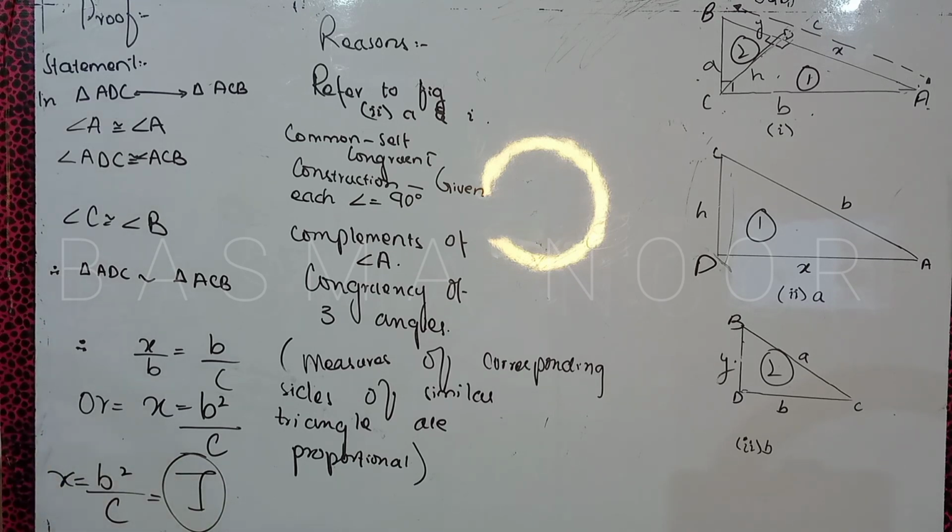Now we're going to prove the second one, and then we're going to prove c square is equal to a square plus b square. So let me erase the theorem because we don't have any place here.